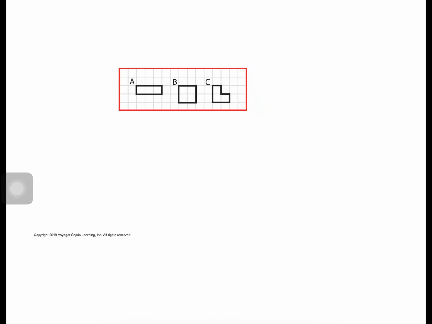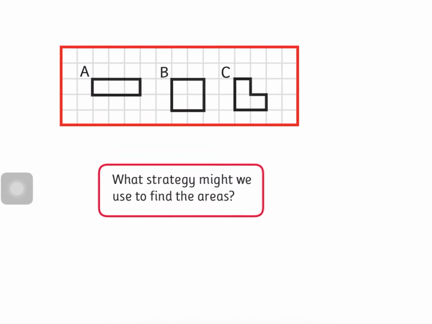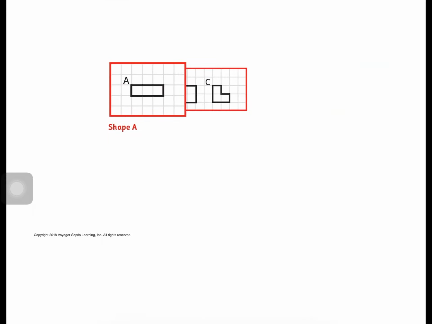So here we have three different shapes. Even though they're all different shapes, they can have the same perimeter. The perimeter of each of these, believe it or not, is 8. What strategy could you use to find the areas? That's what we're looking for next.